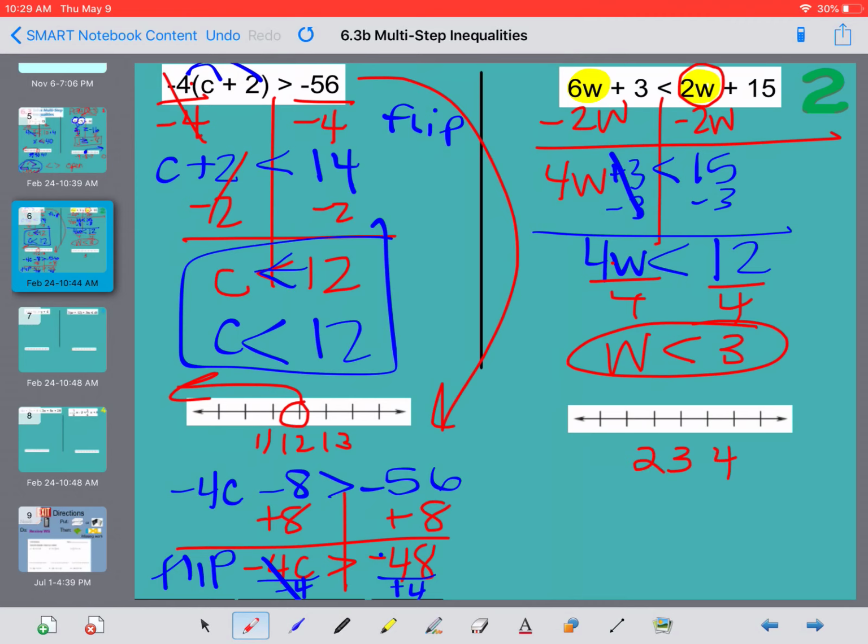So 2, 3, 4 on the number line. This is going to be an open circle. There's no equal to, pointing to the left. Less than 3, be towards 2. Or put a line in there, we're pointing to the left.